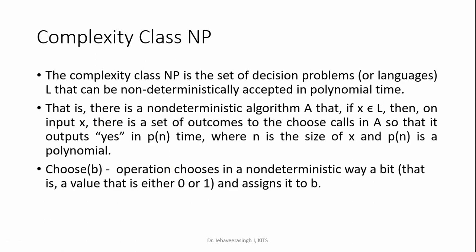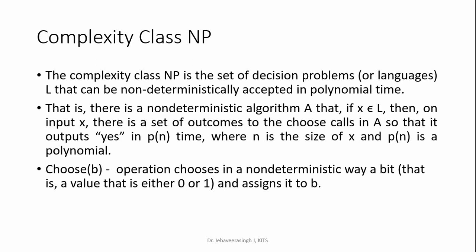So what is class NP? In layman terms you can remember this as a non-polynomial time computable problem. The complexity class NP is a set of decision problems or languages L that can be non-deterministically accepted in polynomial time. What do we mean by non-determinism? There will be confusion, so we cannot definitely say that in all cases it will give polynomial time complexity. So it is non-deterministically accepted in polynomial time.